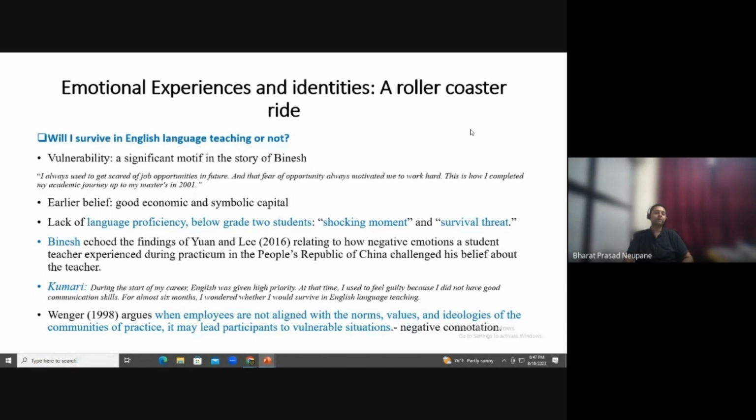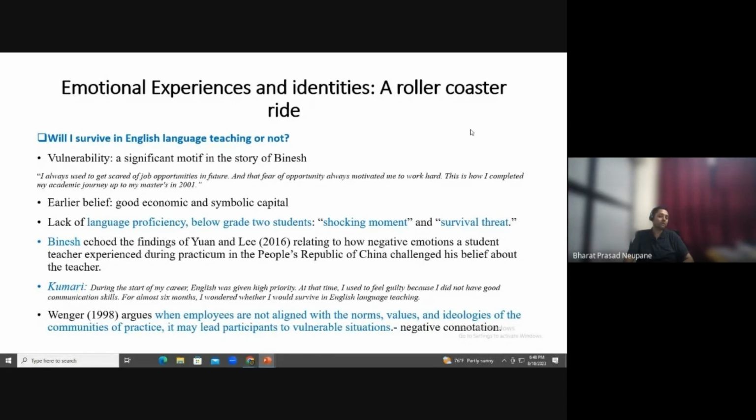And so this concept of vulnerability is quite different from Wenger's concept of vulnerability. Wenger, in the theory of communities of practice, presents vulnerability as something that participants feel when they are not aligned with the norms, values, and ideologies of the communities of practice. When they are not aligned with these norms and values, they feel vulnerable, right? They undergo these vulnerable situations, and Wenger considers vulnerability as having negative connotations, as a negative emotion.